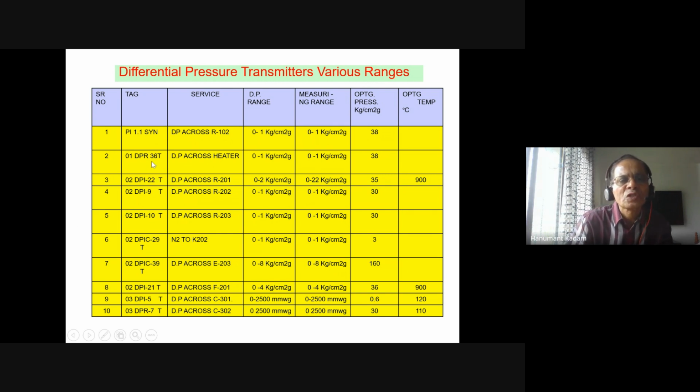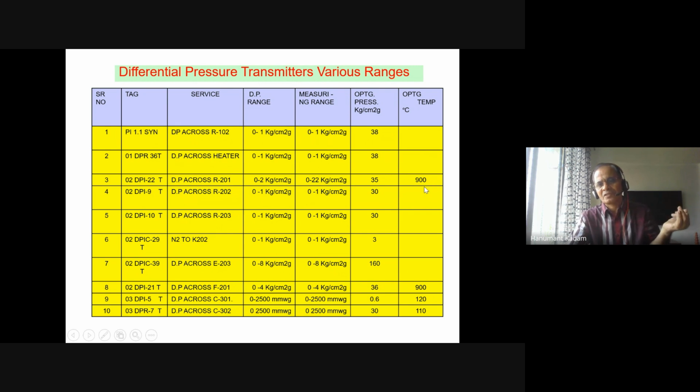Then you can see another transmitter here, which has a tag 01 DPR 360, DP across the heater. This is across the heater, and there heating may be due to the steam. So differential is measured here, 0 to 1, operating 38. Then DP across reactor 201, but here the range is 0 to 2 kg. So the transmitters are in the range of 0 to 1 maximum. Then in the lower range also, 0 to 2500 millimeters of water column. These are low range transmitters, the DP across equipment 301, 302. Here you can see a transmitter with a higher temperature category, 900 degrees.